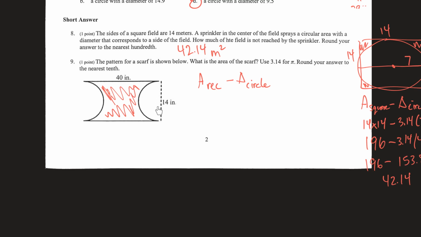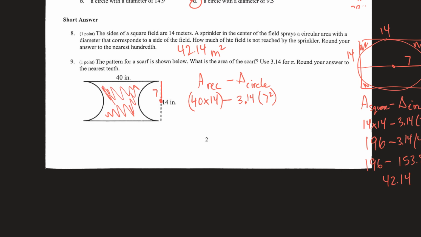Well, this is a half of a circle, and this is also a half of a circle, and together that and that makes one full circle. So I'm going to take the area of the rectangle, which is 40 times 14, and I'm going to subtract the area of the circle. And the area of the circle is going to be pi, which is 3.14, times the radius squared. And the radius is this distance right here, which is half of 14, and that's 7. So it's 3.14 times 7 squared. Oh, just like the last one.